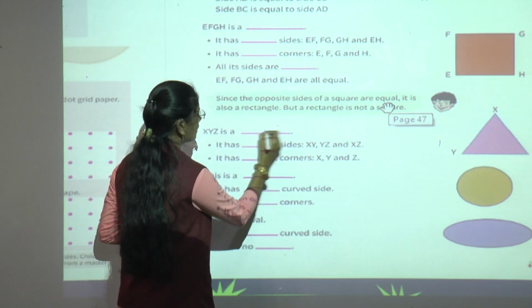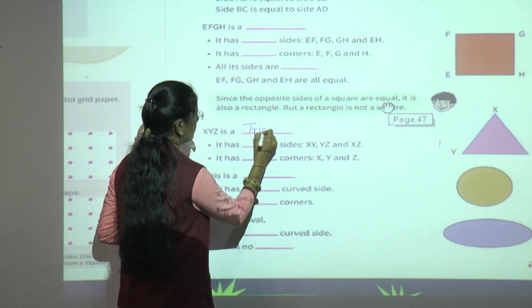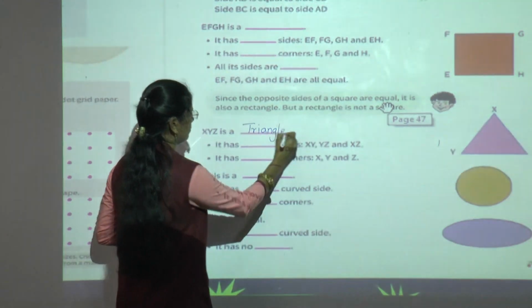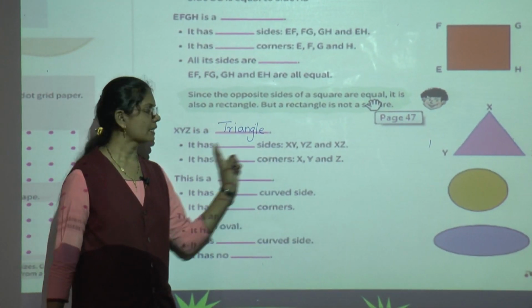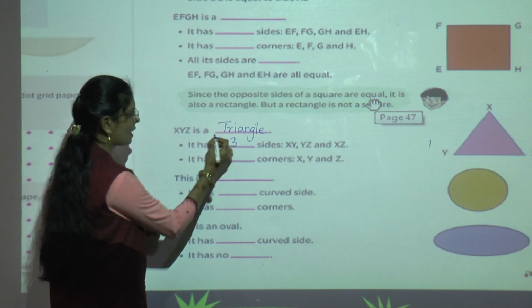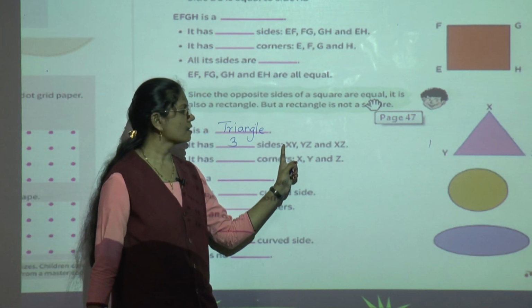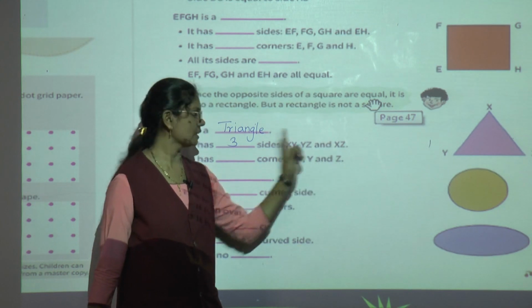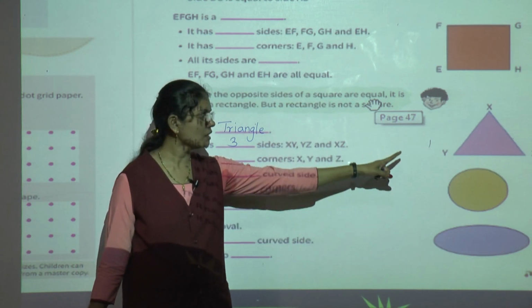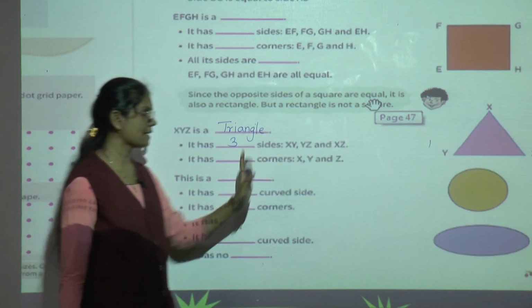XYZ is a triangle. It has how many sides? It has 3 sides. And what are the sides? Side XY, YZ and XZ. These are the three sides of the triangle XYZ.